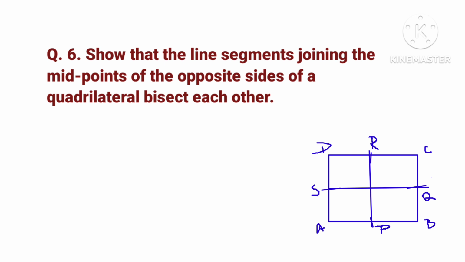Exercise 8.2. Question number 6. Show that the line segments joining the midpoints of the opposite sides of a quadrilateral bisect each other.